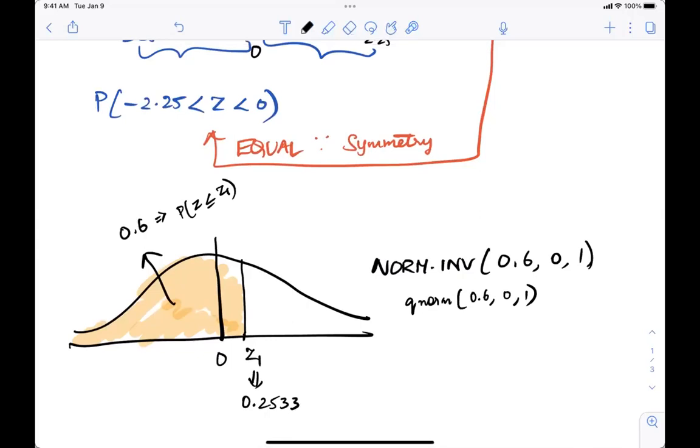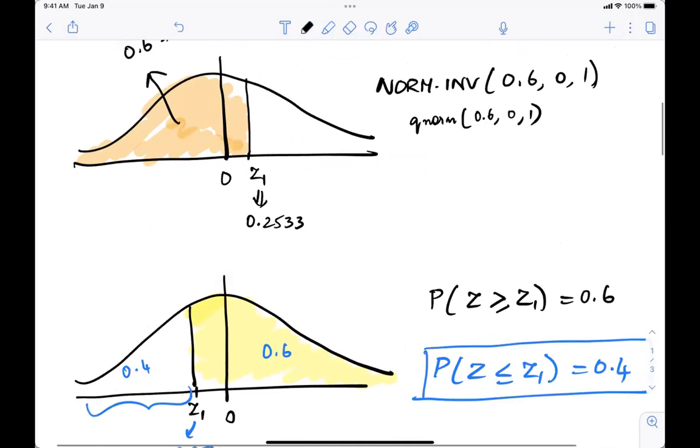Now, the next question says that we want to find Z1 such that the area to the right of this point is 0.6. So Z greater than or equal to Z1 is 0.6. Now, the qnorm function in R, the first argument that you feed in there is actually going to be the area to the left of the particular point that we are trying to find out. So that's where we just have to be a little bit careful. And so when Z1 is defined in this way, when we are given the area to the right of a particular point, in order to be able to use the functions that R has given us, what we do is we find the area to the left of that point.